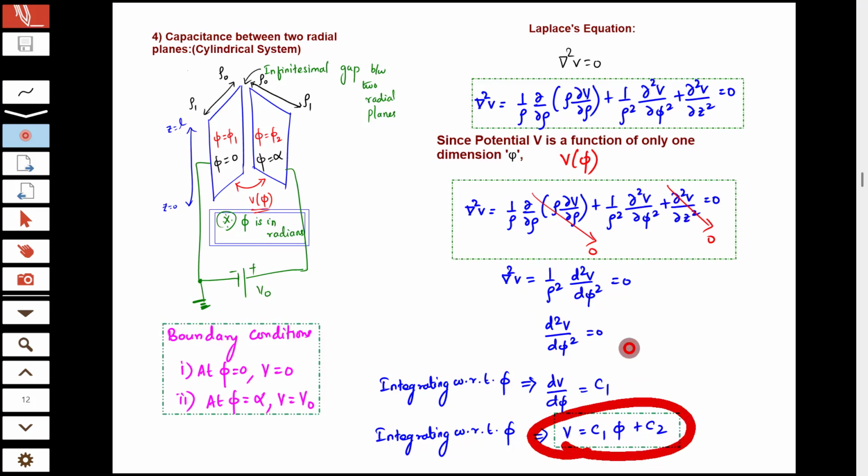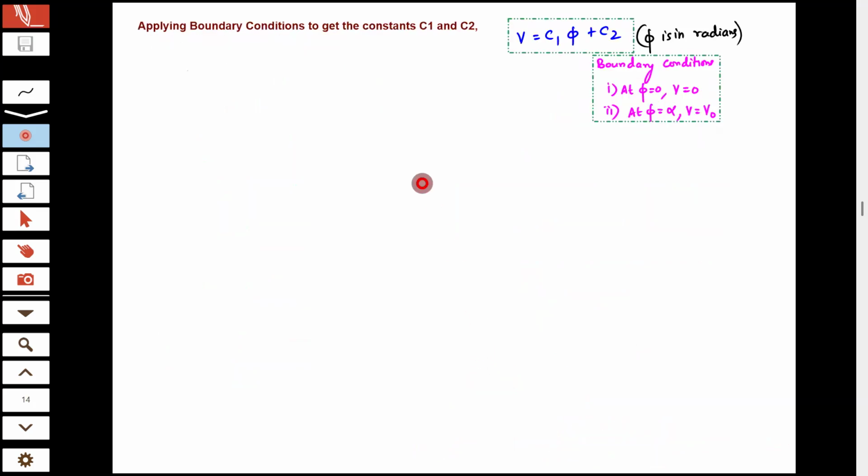Thereby, this is the function V, which is a function of phi, which is in radians, where this function should be given with the angle phi in radians. This is required when we solve numerical problems. This function takes the angle phi in radians only. Now we will be considering this potential function with constants C1 and C2. By applying the two boundary conditions for our special case, we will get the constants C1 and C2.